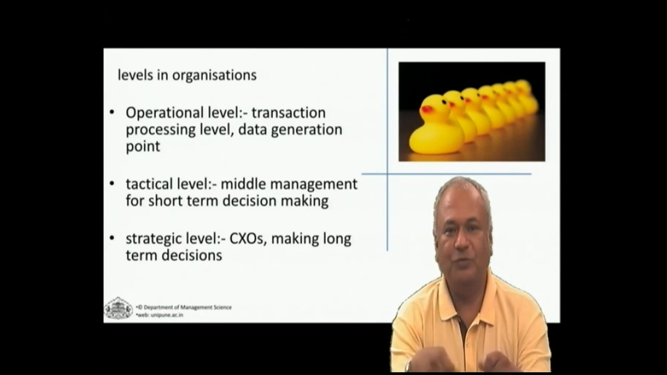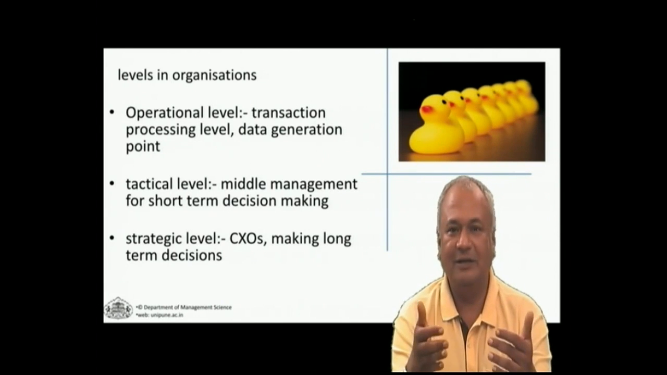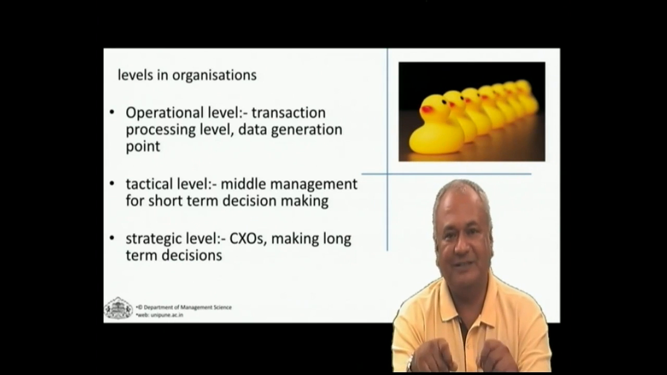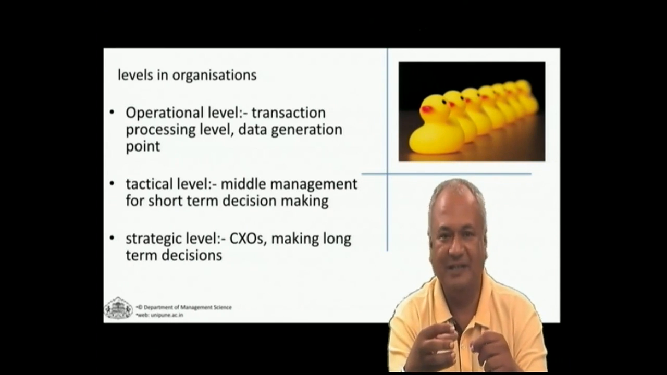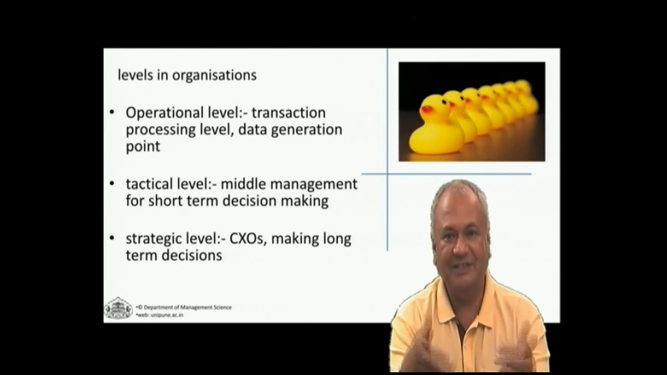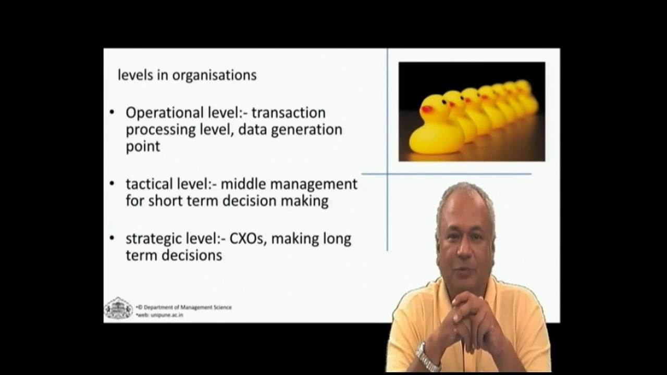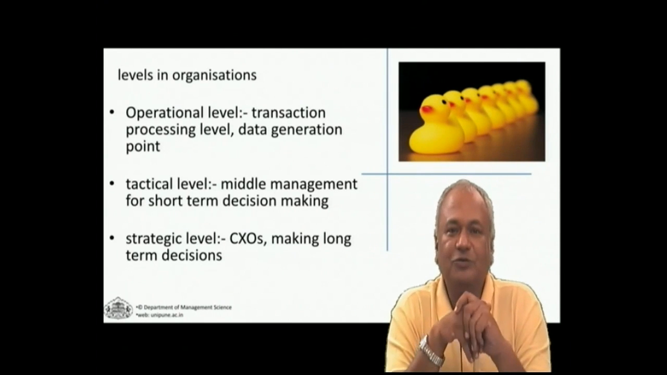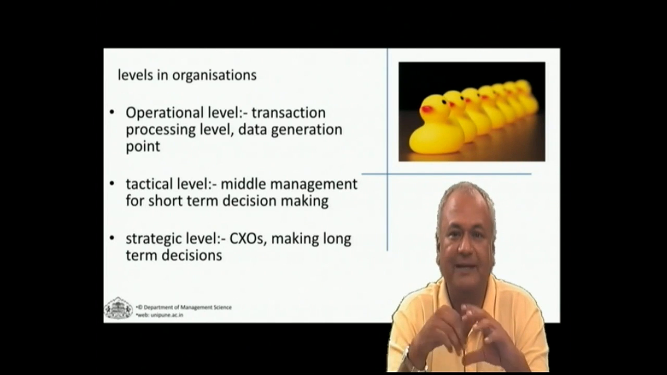Take an example of you walking to the bank and say you do something on the counter. So that's going to be the first data generation point. Or you go to the railway station and start booking your ticket. So the data starts getting generated at that point of time. So it is called the transaction processing level, which is the data generation point. In some resources you will also find it written as operational level. So probably the operation starts from there.